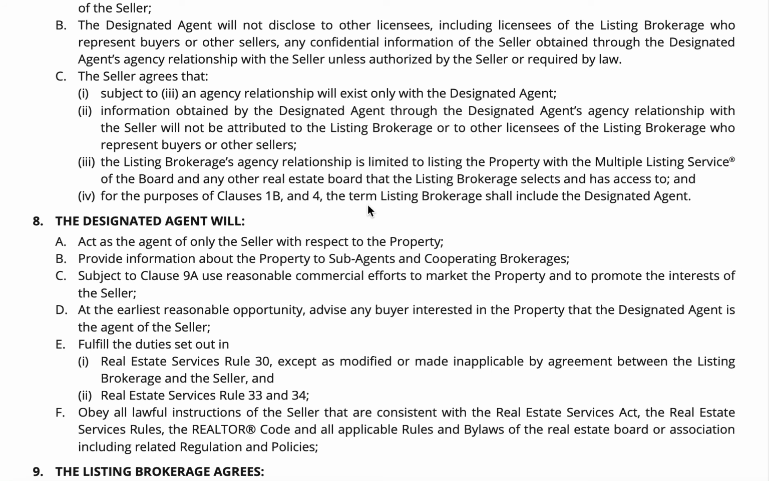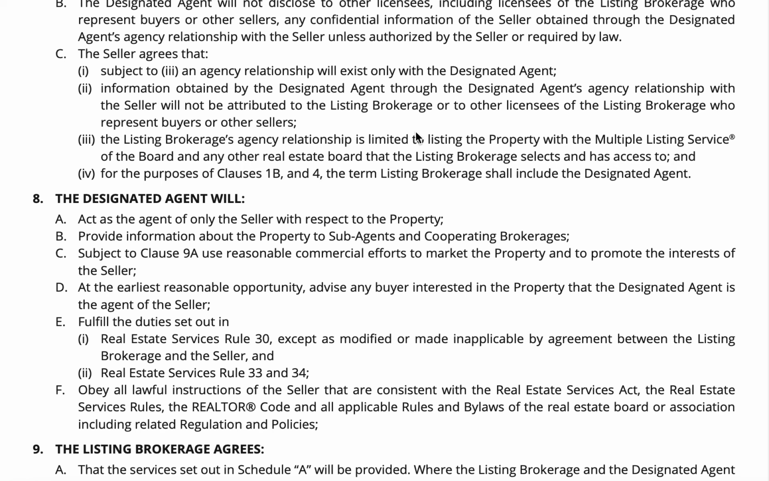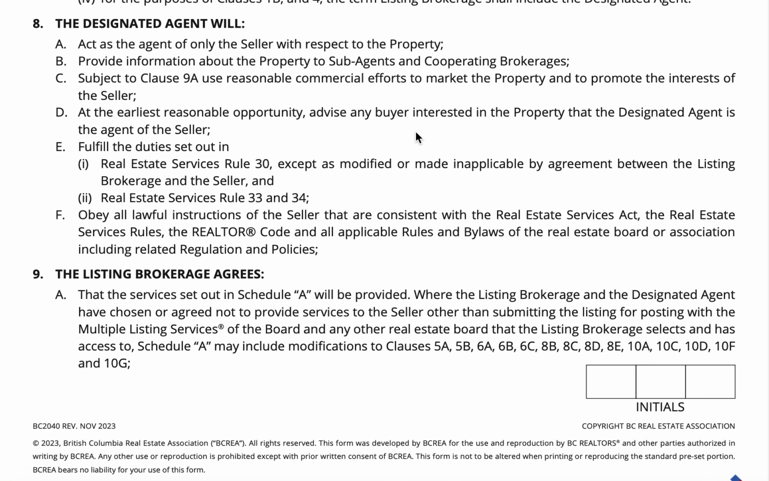The seller agrees that subject to item 3, an agency relationship will only exist with the designated agent. Information obtained by the designated agent through the agency relationship will not be attributed to the listing brokerage or other licensees. So our relationship is only us. My brokerage is overseeing everything and going to help with the process, but I'm not disclosing to them anything that I'm not supposed to.